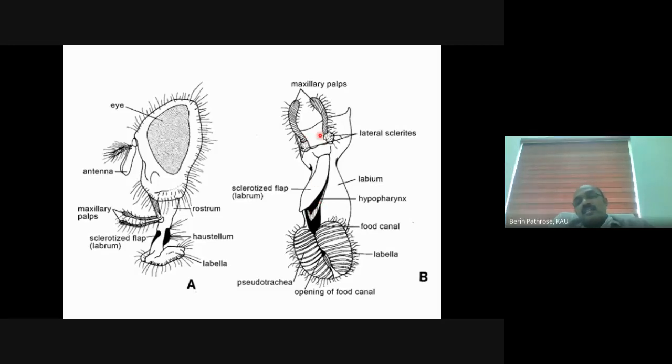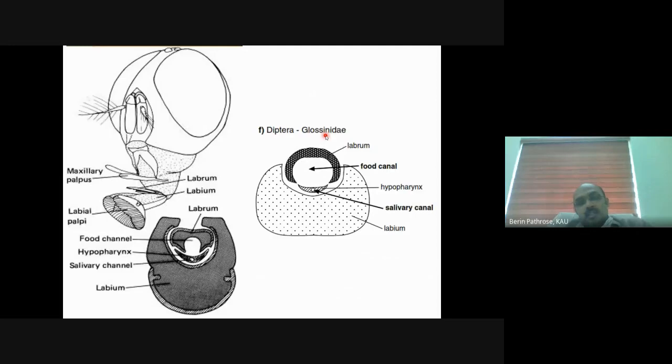And here you can see the maxillary palpi. This is another picture. This is the rostrum, haustellum, labella. It is a modified labial palpi. We have pseudotracheae over here. If you see the cross section, you can see the food canal formed by the labium and the labrum, and we have the hypopharynx. Hypopharynx contains the salivary canal. So the proboscis is formed by a composite structure, that is labrum, hypopharynx and labium.